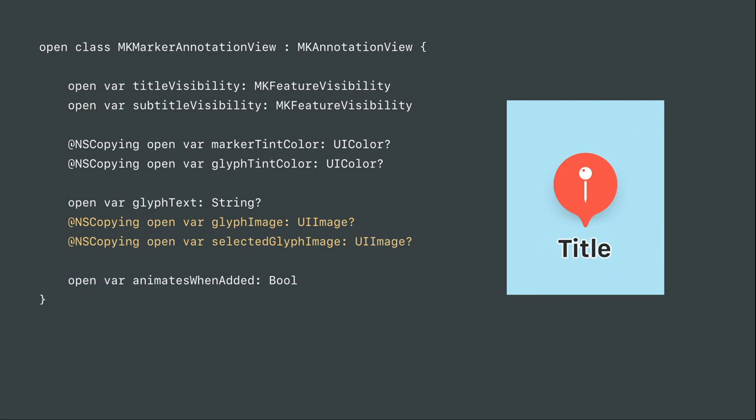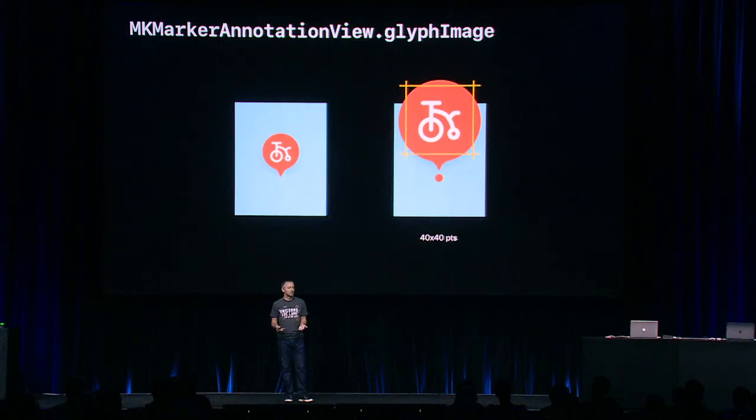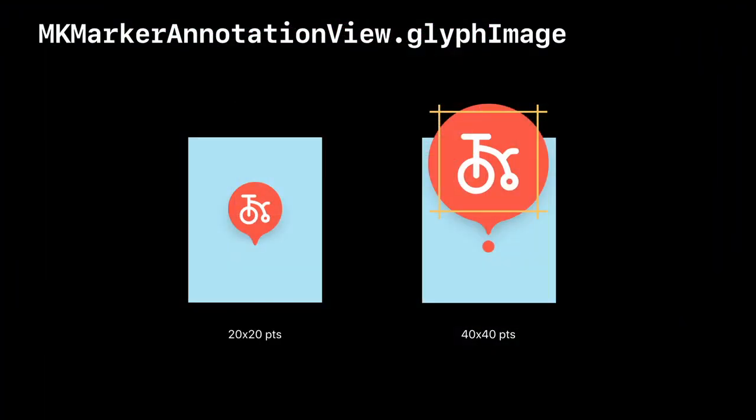And not everything is representable by characters or text, not even with the full Unicode standard being expanded every year. So you might want to use your own image graphics. And for that, we have glyphImage and the selectedGlyphImage properties. The glyphImage property is the one that you will probably want to use most of the time. You just give it an image that is 40 by 40 points, and which is used in the selected state.